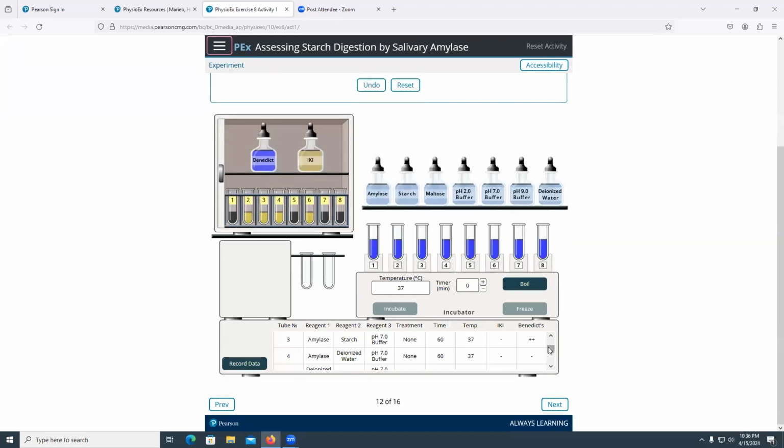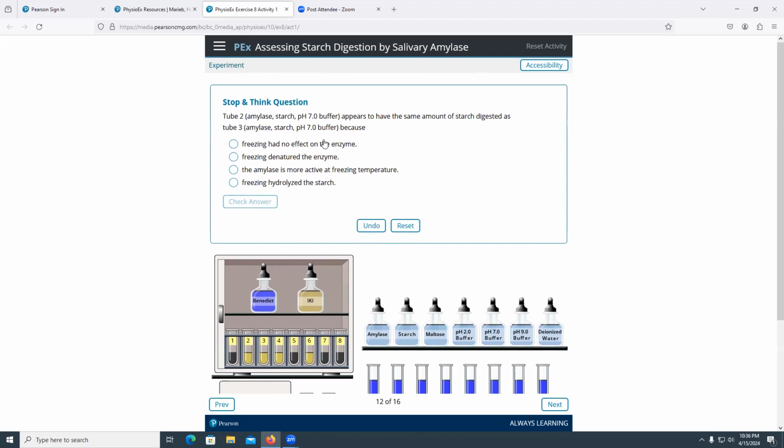So let's compare tubes 2 and 3. Both had amylase, both had starch, both had optimal pH. The only difference was tube 2 was frozen, and tube 3 was not. They both had the same temperature during the reaction and the same time, and the products were the same. So that shows you that freezing did not affect the function. Freezing had no effect on the enzyme. Perfect.